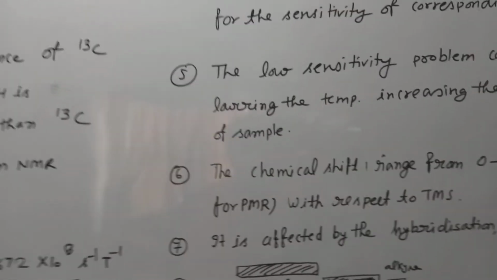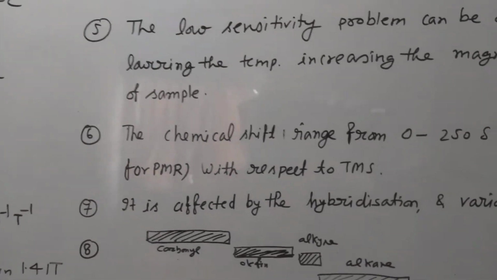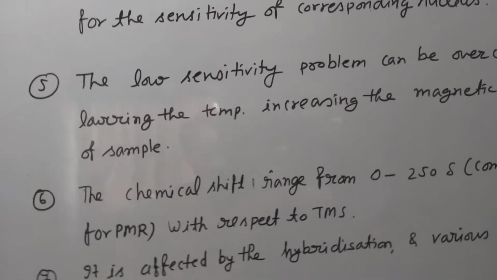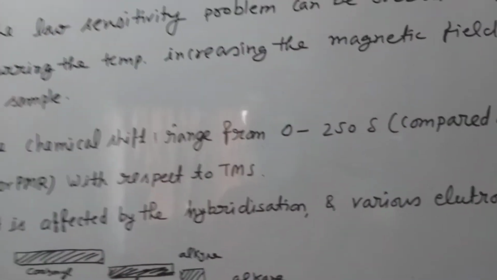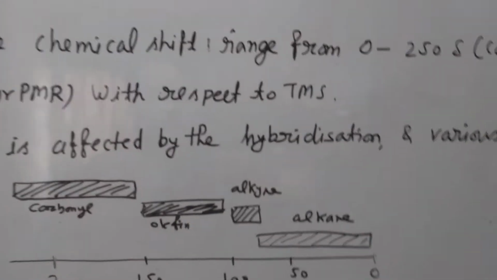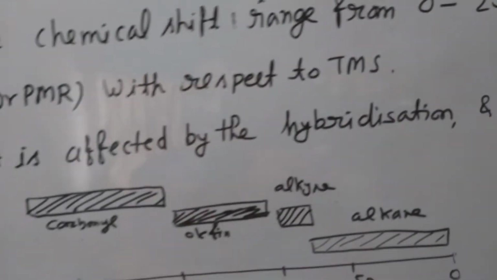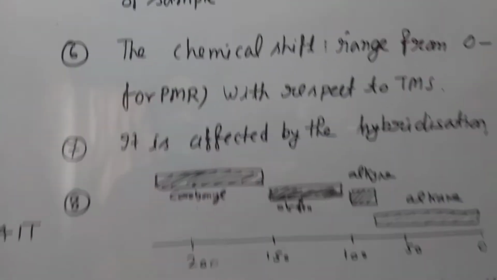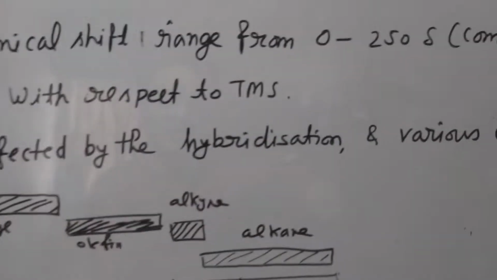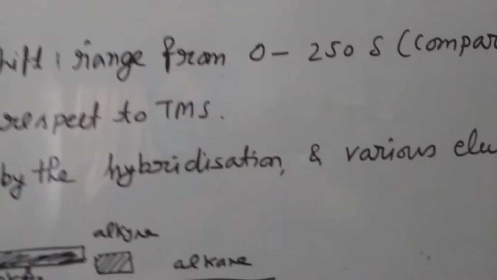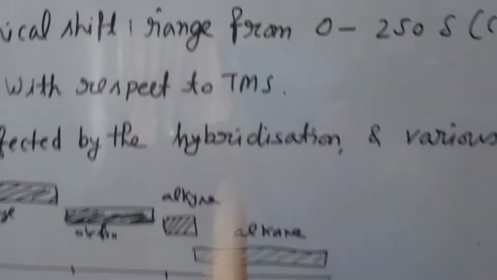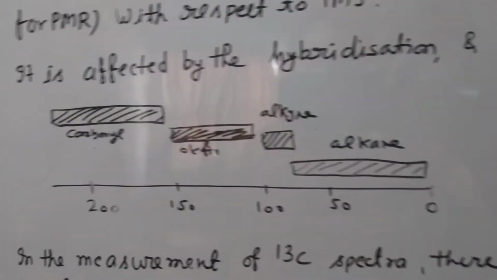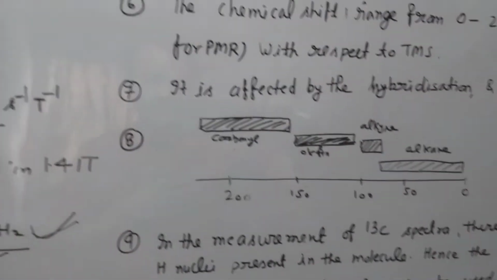Now in the case of the chemical shift, the chemical shift value in the CMR can range from 0 to 250 del value compared to 0 to 15 in PMR, with respect to the TMS. TMS will remain the same for both techniques. Here the range of the signal is wide, and there are fewer chances of overlapping in the CMR technique.